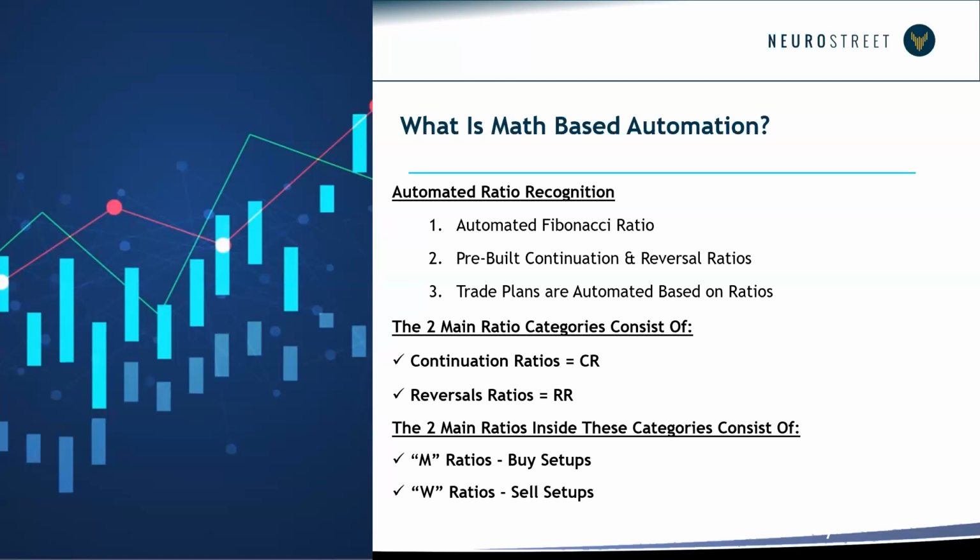Math-based automation is about taking automated ratios. Automated ratios are about automating it. There's no way we can do it as an individual. And so we need to automate the process so that we can identify how we want to trade off the mathematics. Now, there's two types of ratios. There's continuation ratios, and then there's reversal ratios. And inside of those ratios, there's buy patterns and sell patterns.